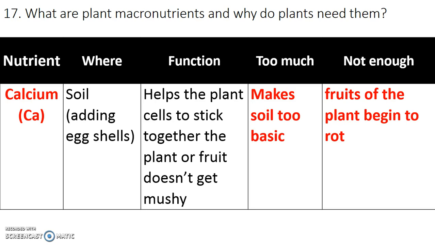The problem is too much makes the soil too basic, and acid-loving plants or even neutral-loving plants will die. And the fruits of plants will begin to rot on the vine if there's not enough calcium. So you do need that right balance of calcium in the soil.